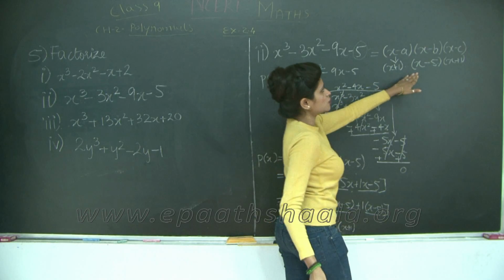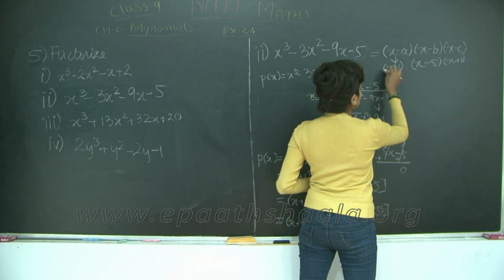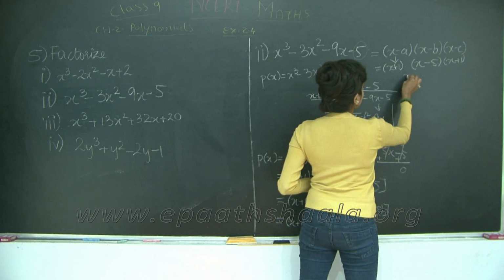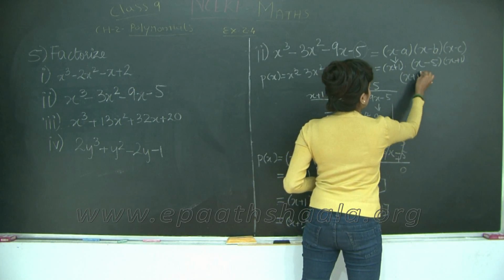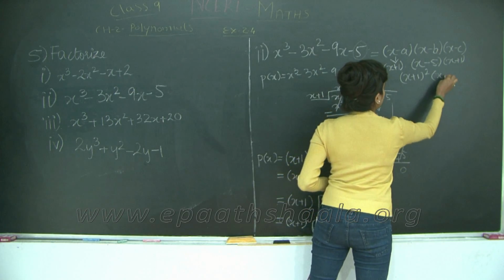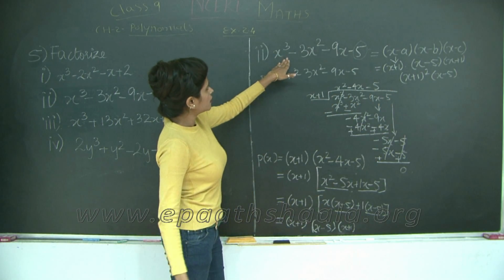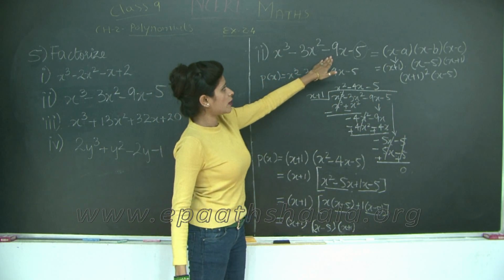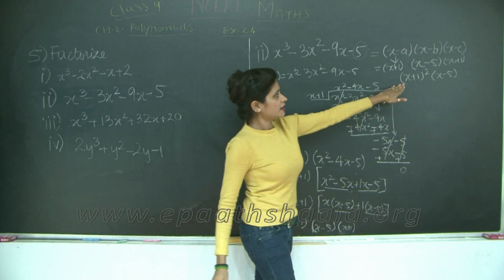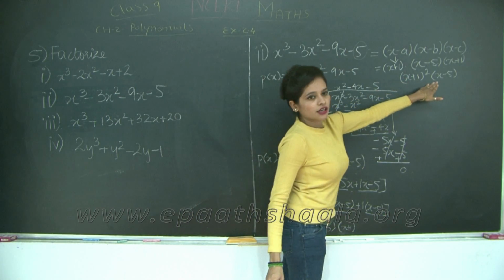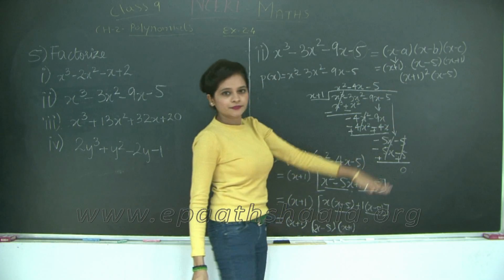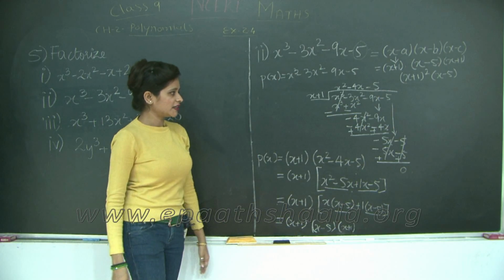Right? Now there are two x plus 1, so we can even write this as x plus 1 the whole square into x minus 5. So x cube minus 3x square minus 9x minus 5 has been split into the product of its factors. So we have factorized it. Please take a look.